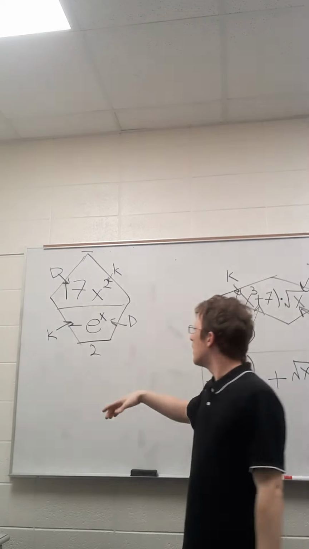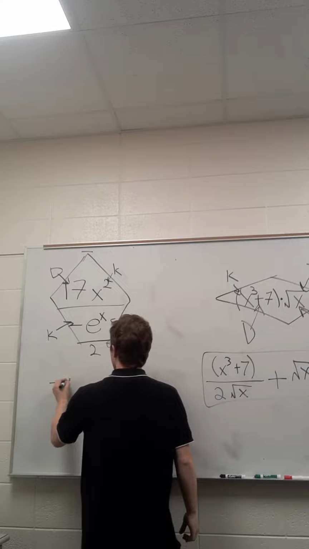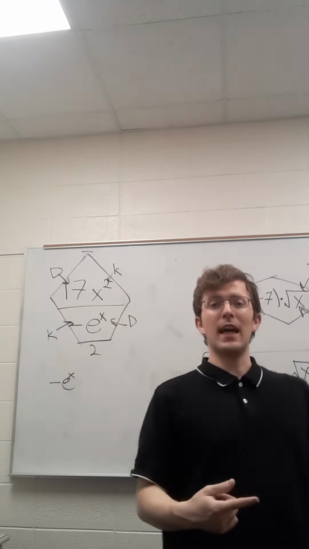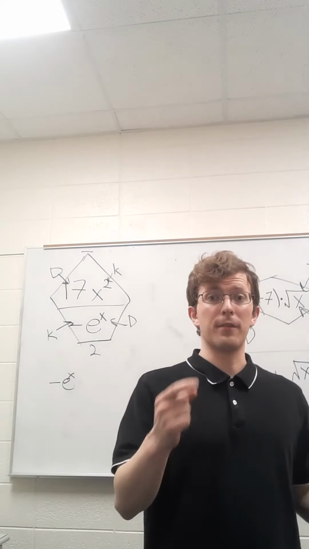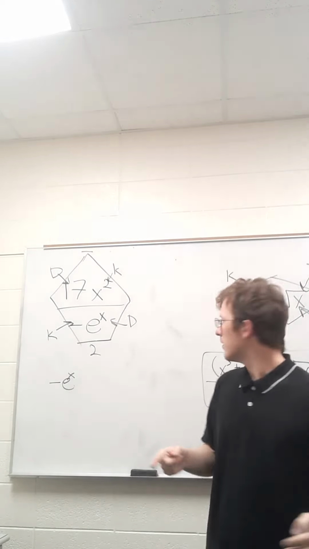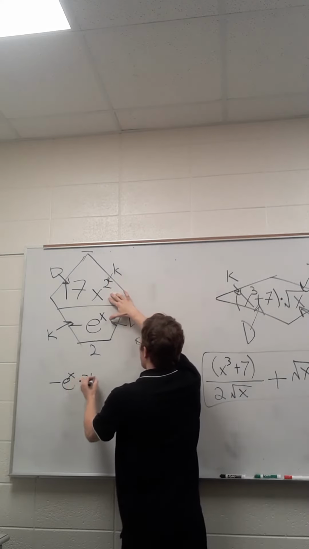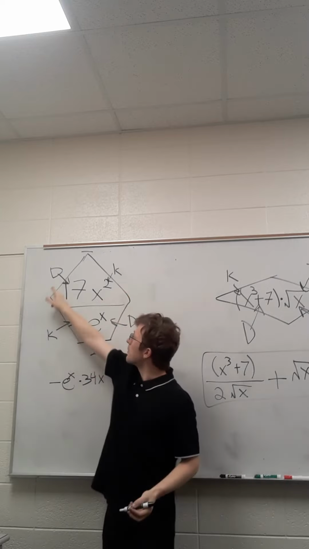Following this through, we keep minus e to the x. We then differentiate 17x squared. That is 2 times 17, which is 34, times x. That's the derivative of 17x squared: 34x. Okay, we've kept, we've differentiated.